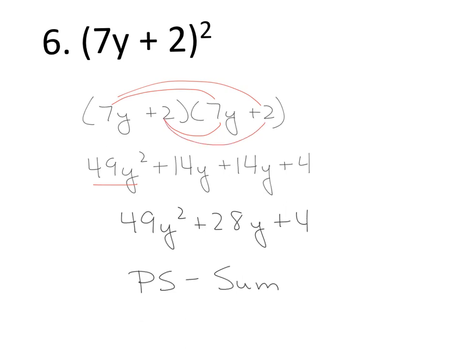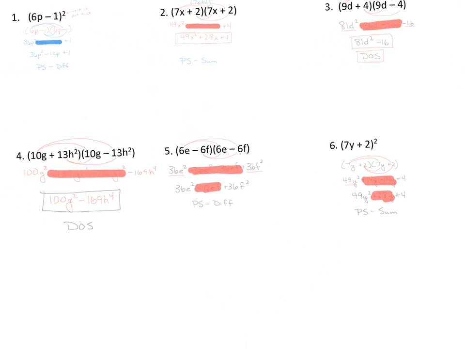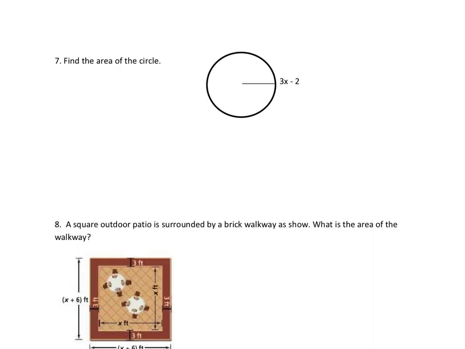and a plus 4. So now go ahead and combine like terms, and that's how we're getting that 28y in the middle. Again, it's a perfect square because I have the same thing written twice, and sum because there's addition. All right, let's go ahead and flip over to the next page.